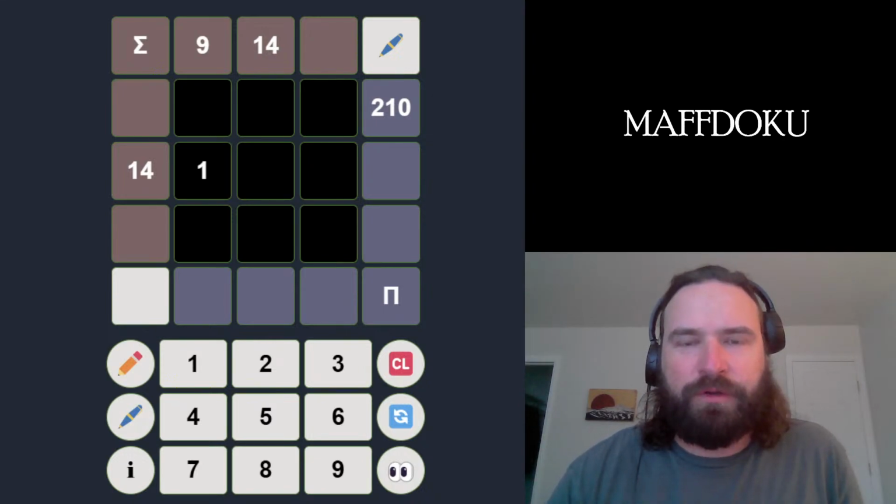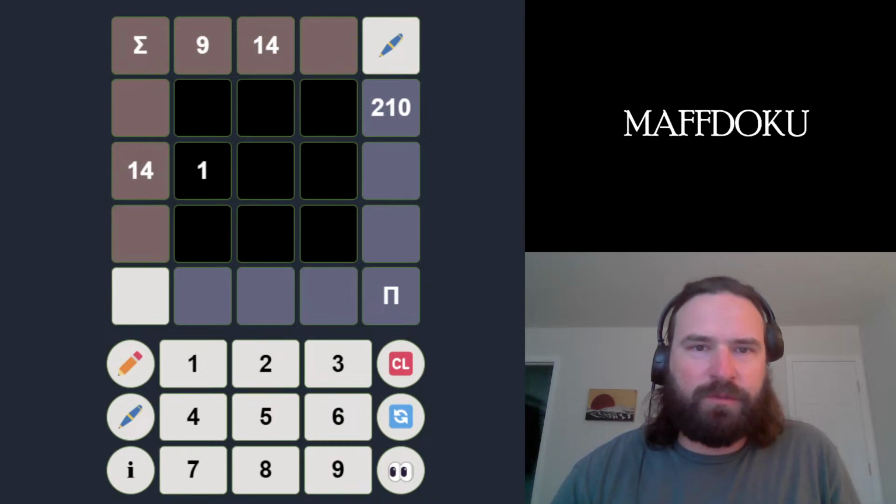All right, let's smash a math doku. Math doku is a little Sudoku puzzle. We got to put the numbers 1 through 9 in these black boxes. Purple clues are products, brown clues are sums.